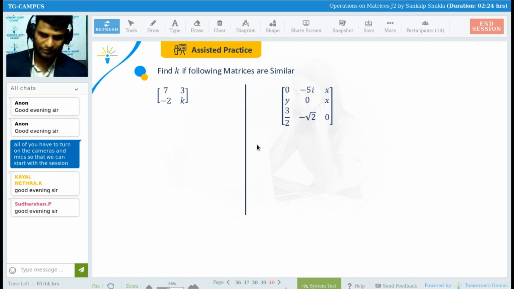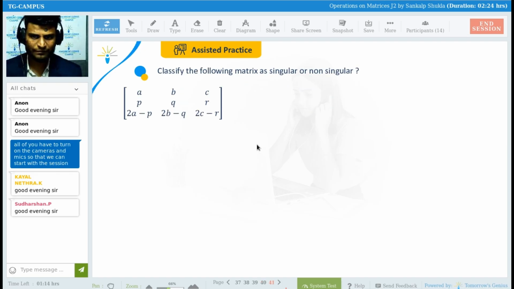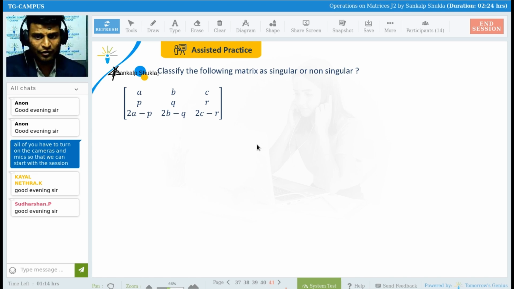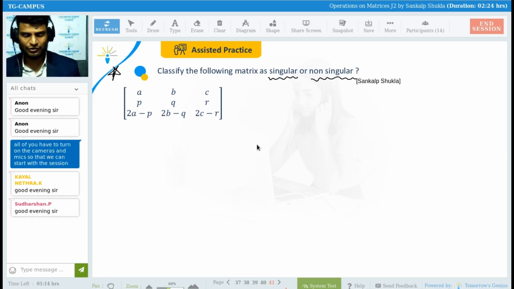I don't have any idea about this question, so this might be some typing mistake. We can skip this question. Okay. Again, class, pay attention over here. It is very important. Classify the following matrix as singular or non-singular. So I am telling you the definition of a singular matrix.